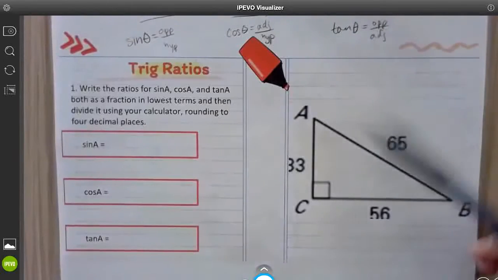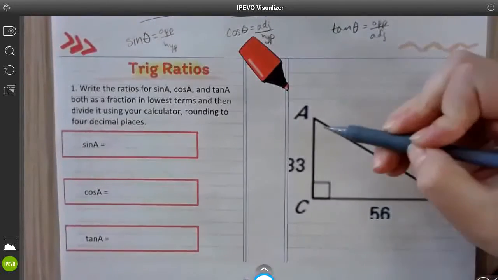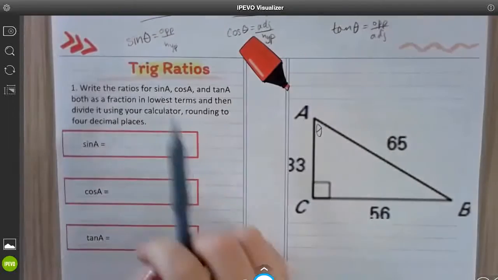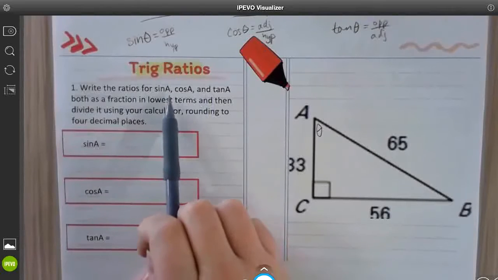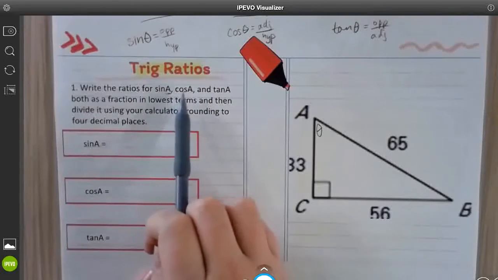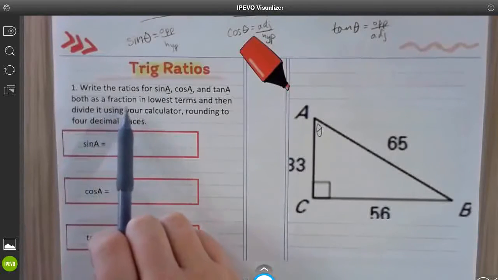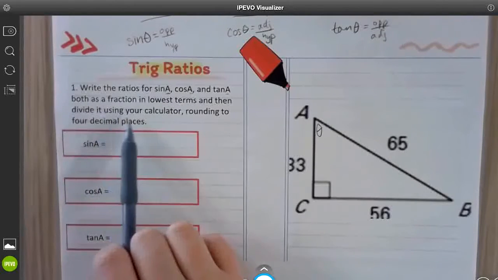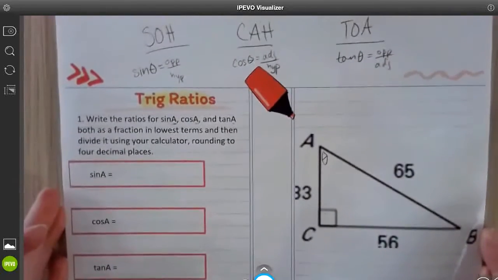So all this problem wanted you to do was from angle A, so we're going to put theta in angle A, they want us to find the sine, cosine, and tangent. And we knew to look from angle A because it said angle A right after sine, cosine, and tangent. So they want us to write the fraction in lowest terms and then divide it using our calculator rounding to 4 decimal places. So we'll start with sine.